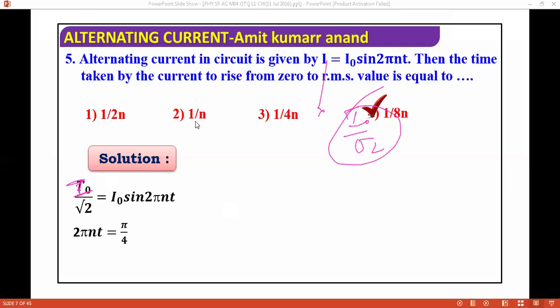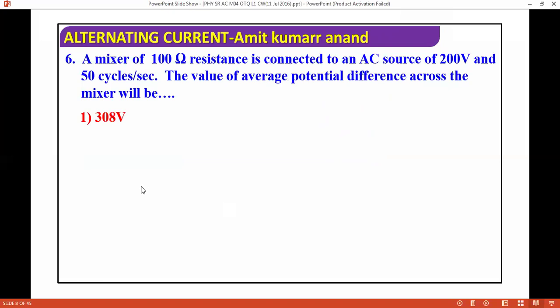This is again one of the best questions for JEE. So please take care of all this in your brain. If you want to approach the questions in less time, you should know all these concepts very fast. Next question.